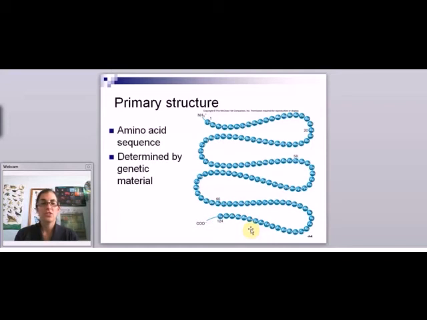So the primary structure is just the amino acid sequence. This is determined by the genetic material, so the sequence in the DNA will lead to a sequence in the amino acids. Remember I said earlier that every protein is going to have an N-terminus and a carboxy terminus, and then there's the order of the amino acids.